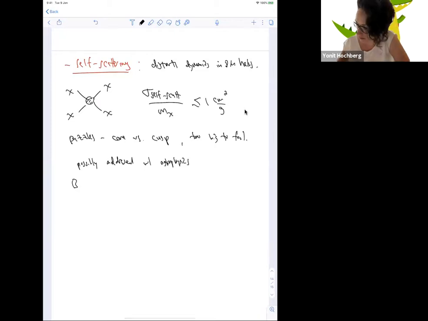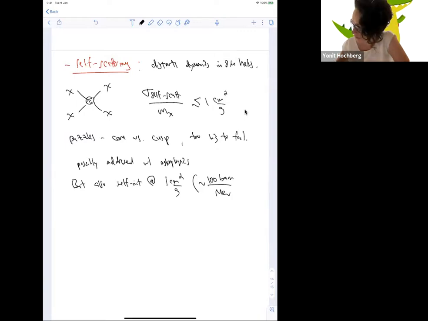Okay, so it also tells you that if we have self-interactions that are of order a centimeter squared per gram, then you can assist in solving these issues. And a centimeter squared per gram, let's just move that to our particle physics units. This is roughly of order, let's say, 100 barn per MeV. Okay, so this is really of order a strong scale interaction.